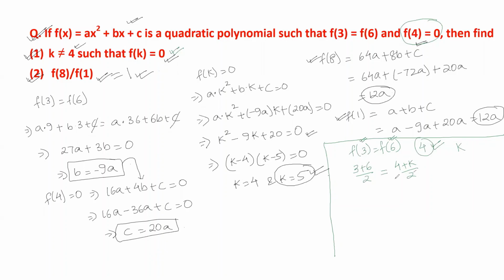So from this, we can cancel 2 and 2. So 9 would be equal to 4 plus k. So k would be 5. So in this way, we can find the other root.